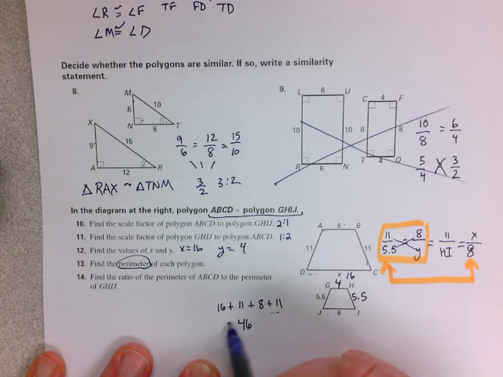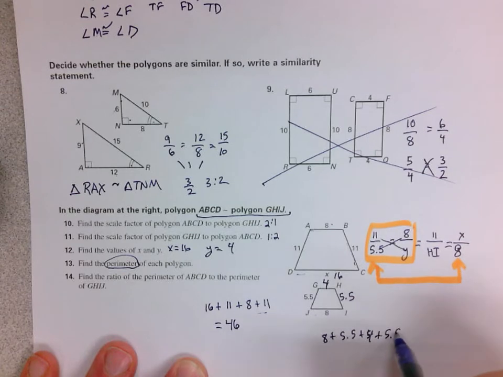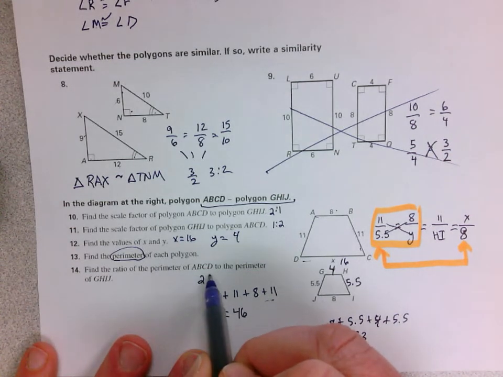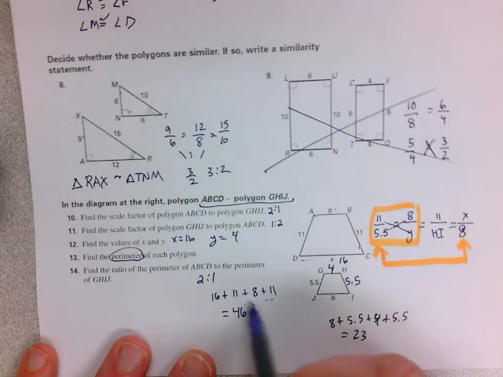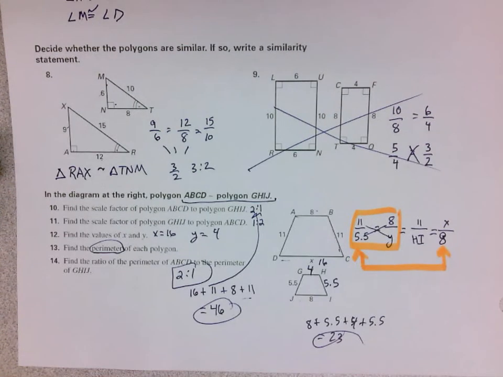And this would be 8 plus 5.5 plus 4 plus 5.5. So 15, 23. The ratio of the perimeter is also 2 to 1 because they are double. And we talked about it in class. The ratio of the perimeter is the same in similar triangles.